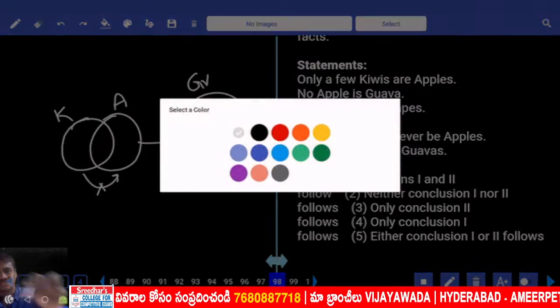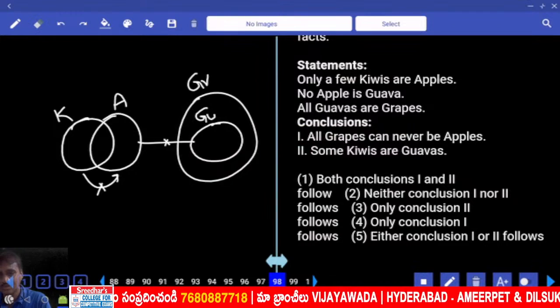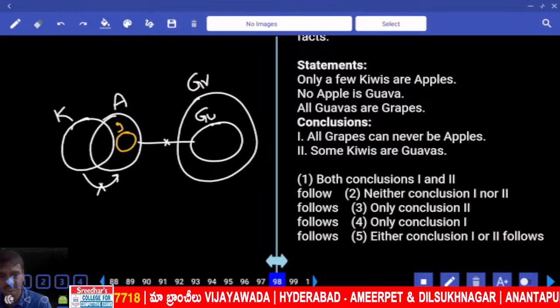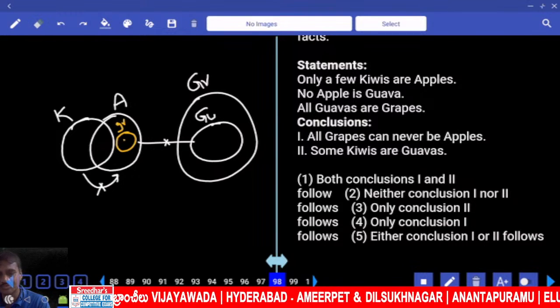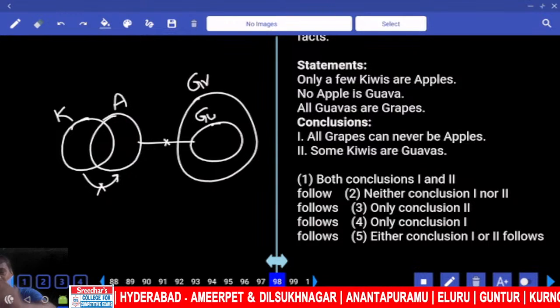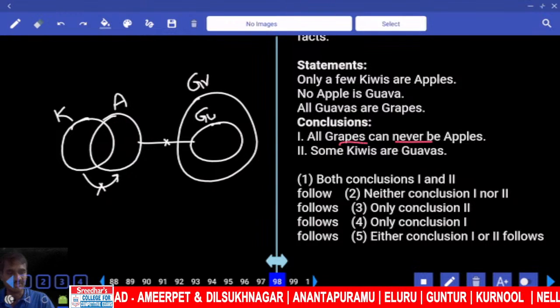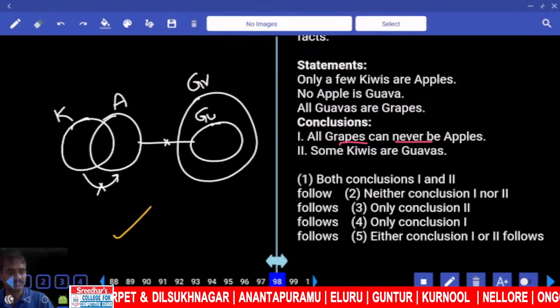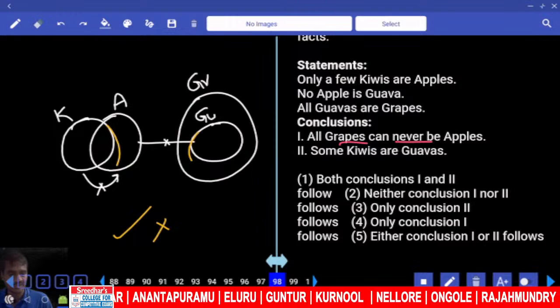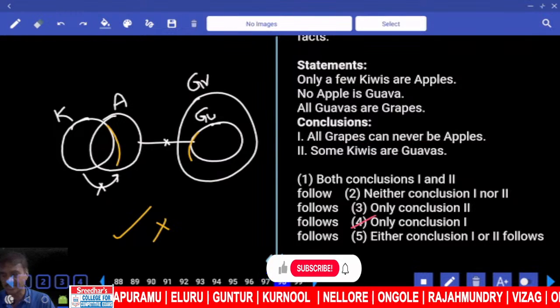Now tell me whether this entire grape is a part of apple or not. That means this entire grape must be like this. And can you take grape like this? Now if you take grape like this, then guava must also come along with this one, which is not possible. Hence, all grapes can never be apples, that is true. And some kiwis are guavas, kiwi is here, guava is here, that is false. And so only one follows, choice for 98.